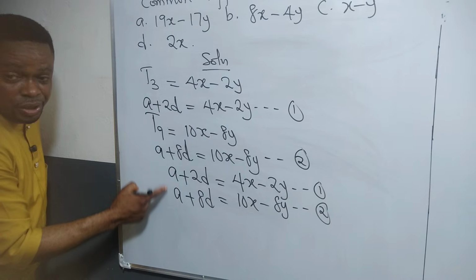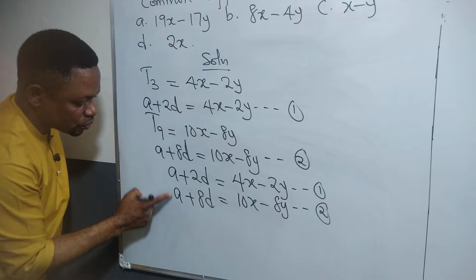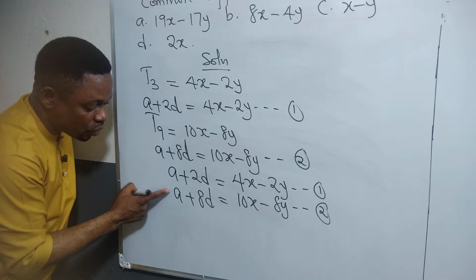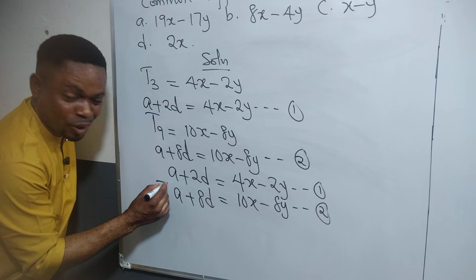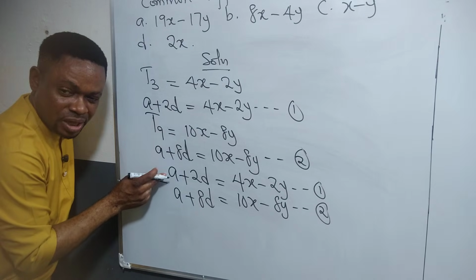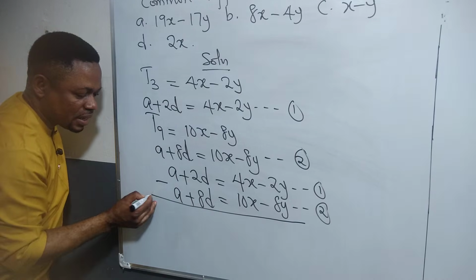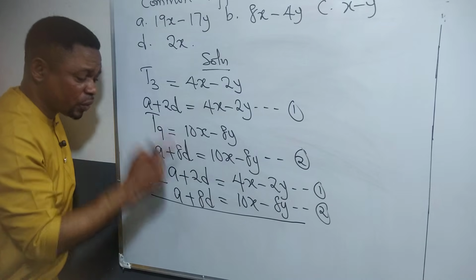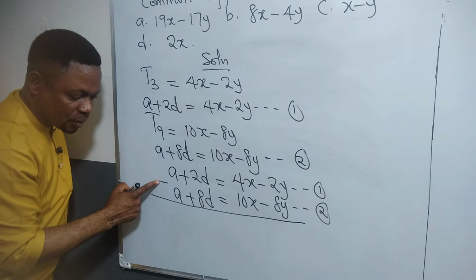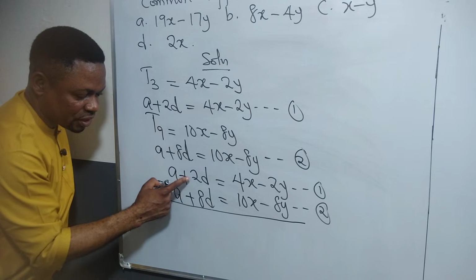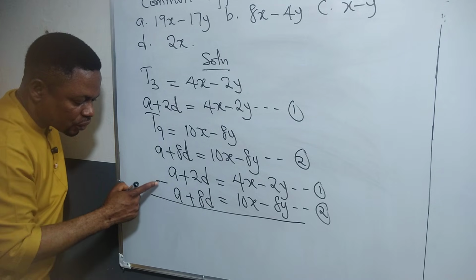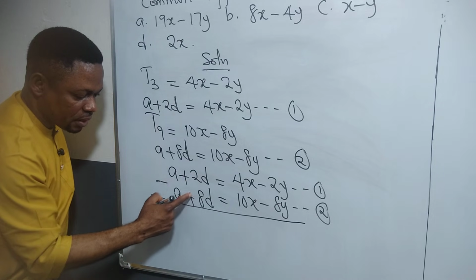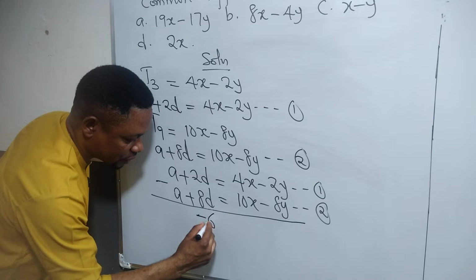Now I want to solve this simultaneously. What am I going to do? I use the elimination method. Can you see that the coefficient of a here and the coefficient of a here are the same? Introduce minus, so that I will eliminate a. Now if you eliminate a, it becomes a minus a, which is 0 already. Then the second one, which is the common difference that we're looking for, is 2d minus 8d. You know that minus plus will give you minus. Then 2d minus 8d will give me minus 6d.